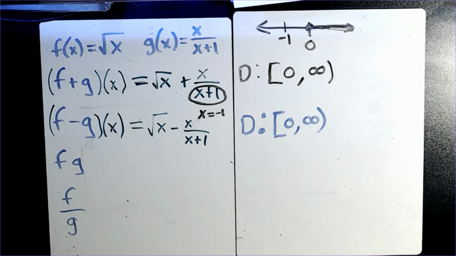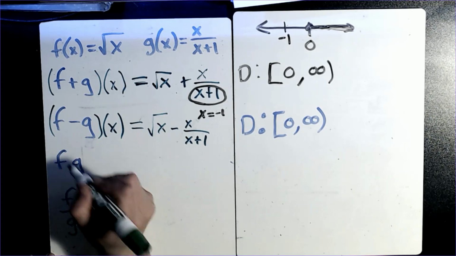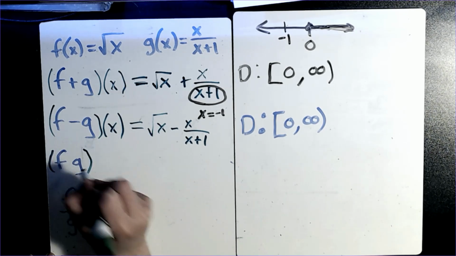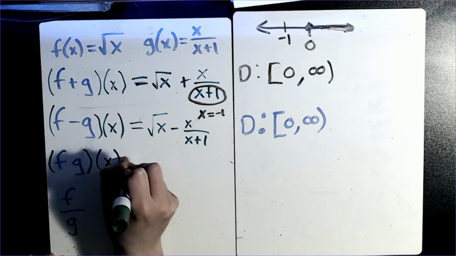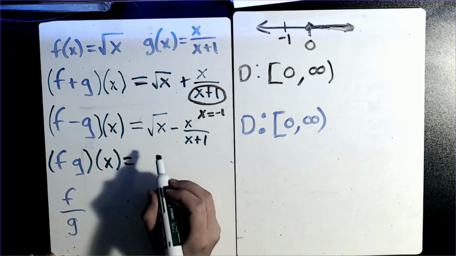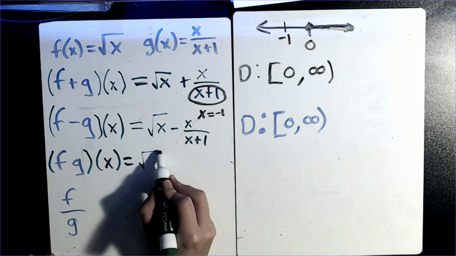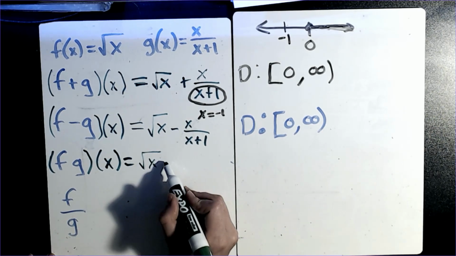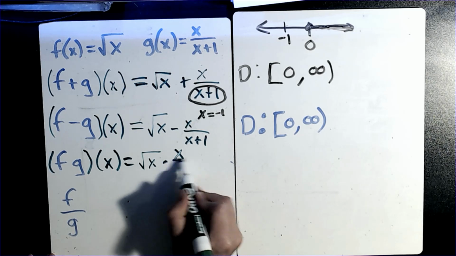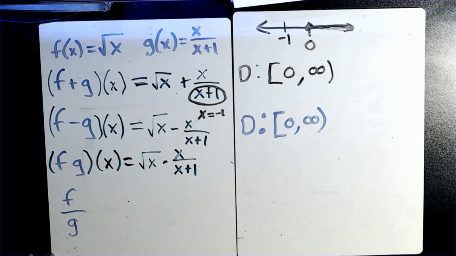Awesome. Let's try a product now. So f times g of x, not to be confused with composition. We just times those two together. So square root of x times x over x plus 1.